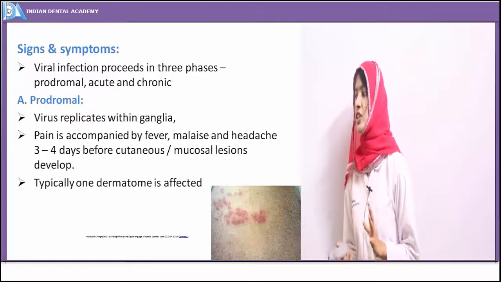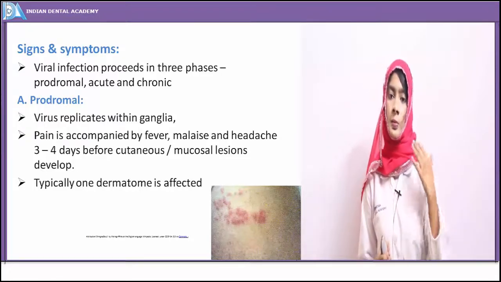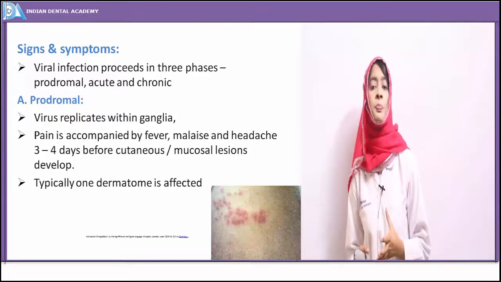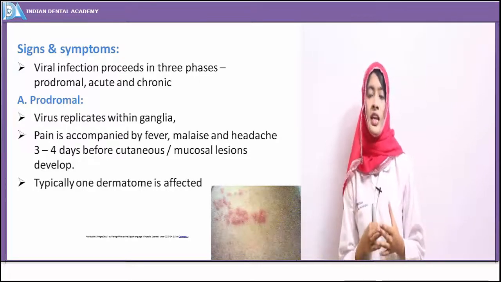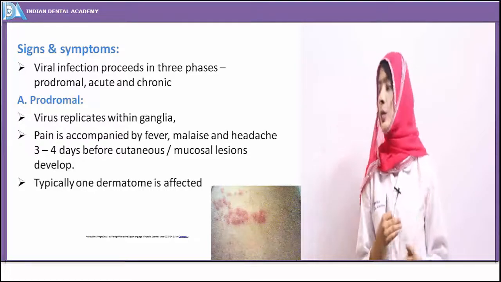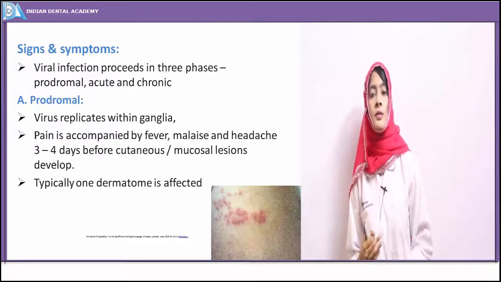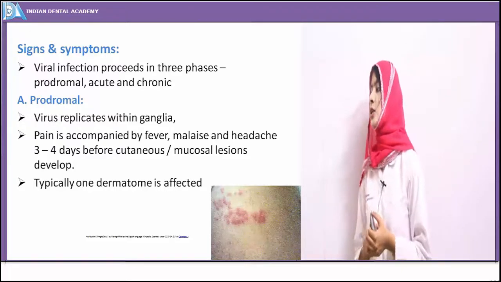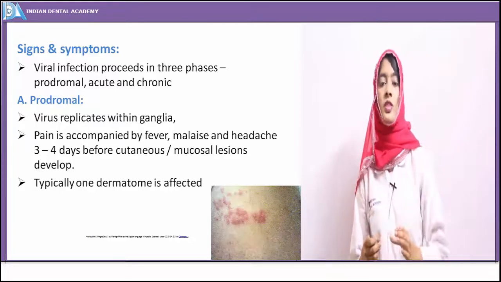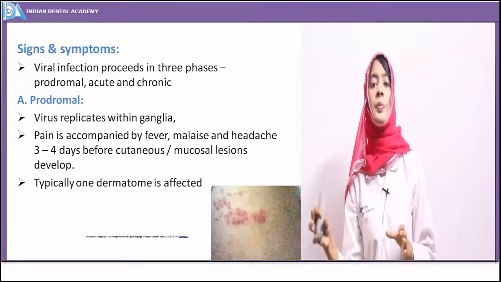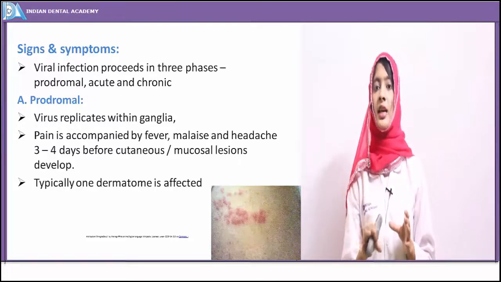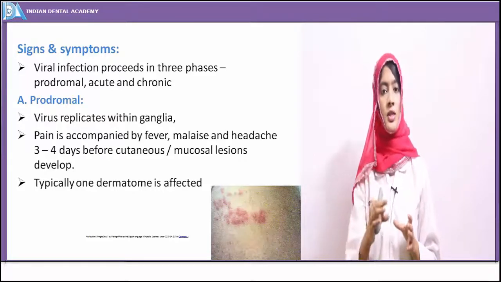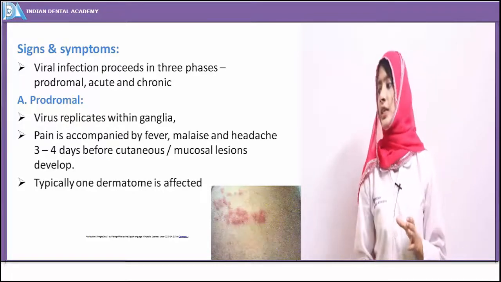So this viral infection occurs in 3 phases. The prodromal symptoms are the appearance of generalized body manifestations of fever, malaise, and headache. Even before the rashes develop, the individual suffers from these prodromal symptoms. They develop 3 to 4 days before the cutaneous or mucosal lesions develop. Basically, the dorsal root ganglia is reactivated, and the dermatome which is supplied by that dorsal root ganglia shows the presentation of the rashes or the clinical symptoms.